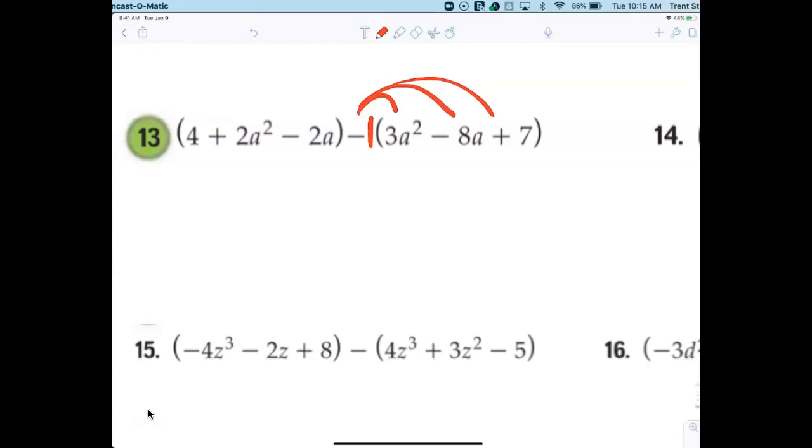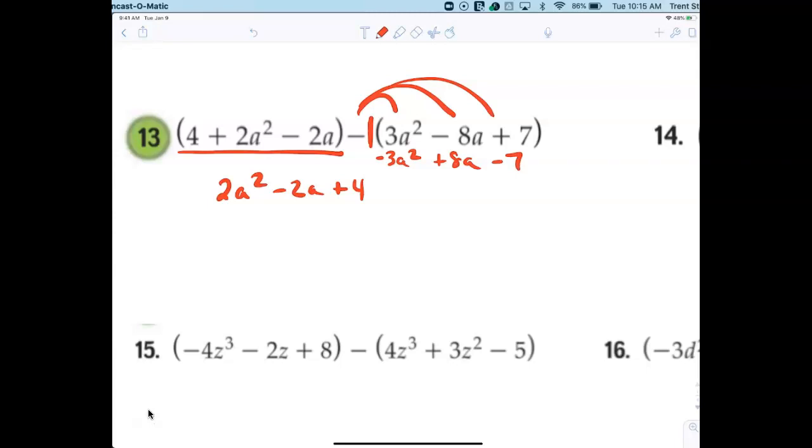All right? Now, here's how I like to do it. I like to write it in standard form. So please watch. I think this would be a good idea. See if you agree. 2a squared minus 2a plus 4. That's this rewritten in standard form. Does everybody agree with that? Now I'm going to distribute a negative. That becomes what? Negative 3a squared plus 8a minus 7. Does everybody see that? I distributed the negative.